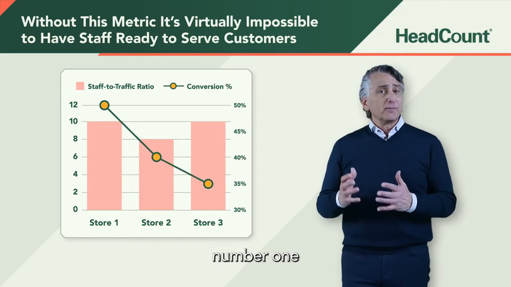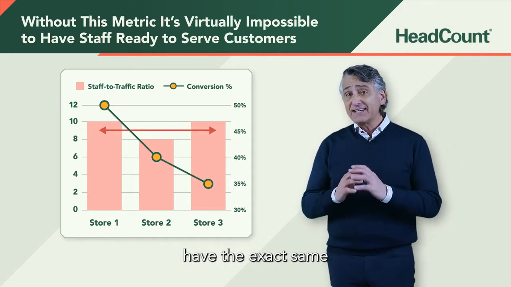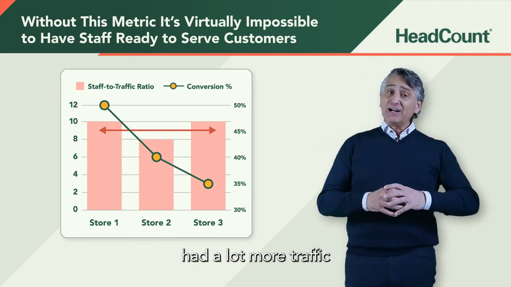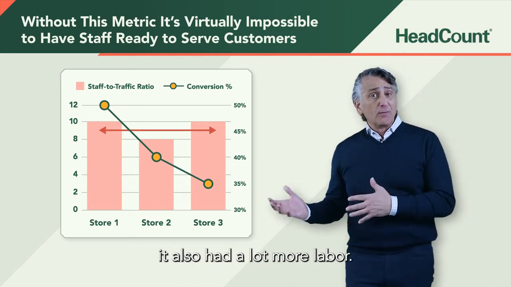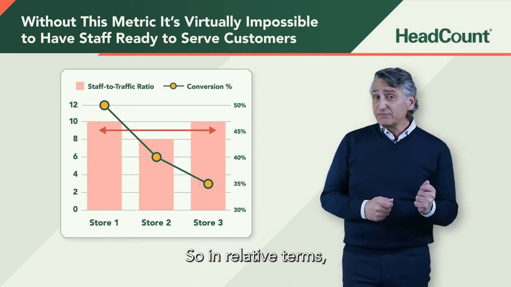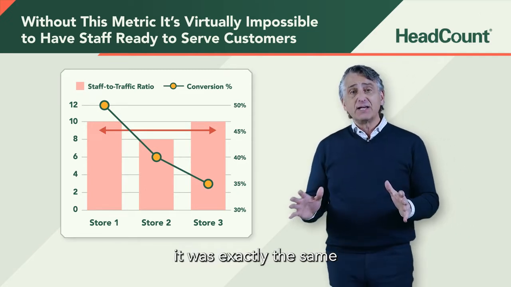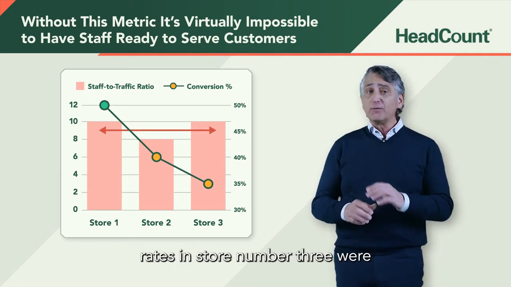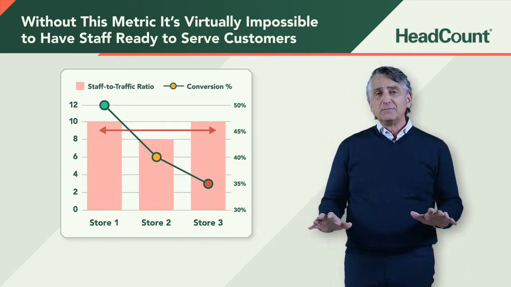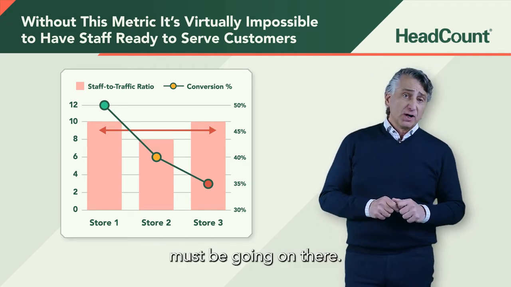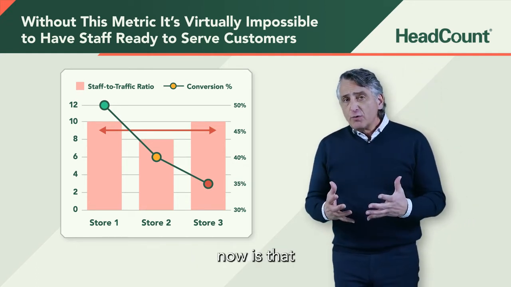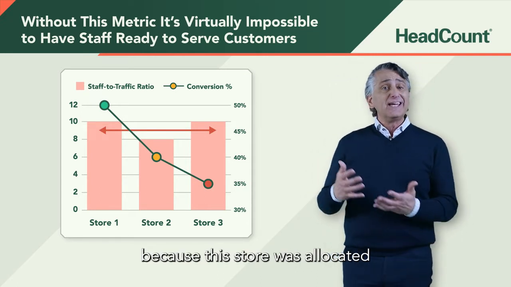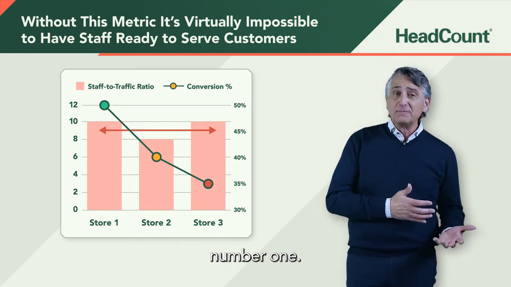As it turns out, store number 1 and store number 3 have the exact same staff-to-traffic ratio. So despite the fact that store number 3 had a lot more traffic, it also had a lot more labor. So in relative terms, it was exactly the same as it was for store number 1. But as you can see, the conversion rates in store number 3 were seriously lower. So something must be going on there. But what we know now is that it was likely not a labor allocation issue because this store was allocated a similar amount of labor as store number 1.